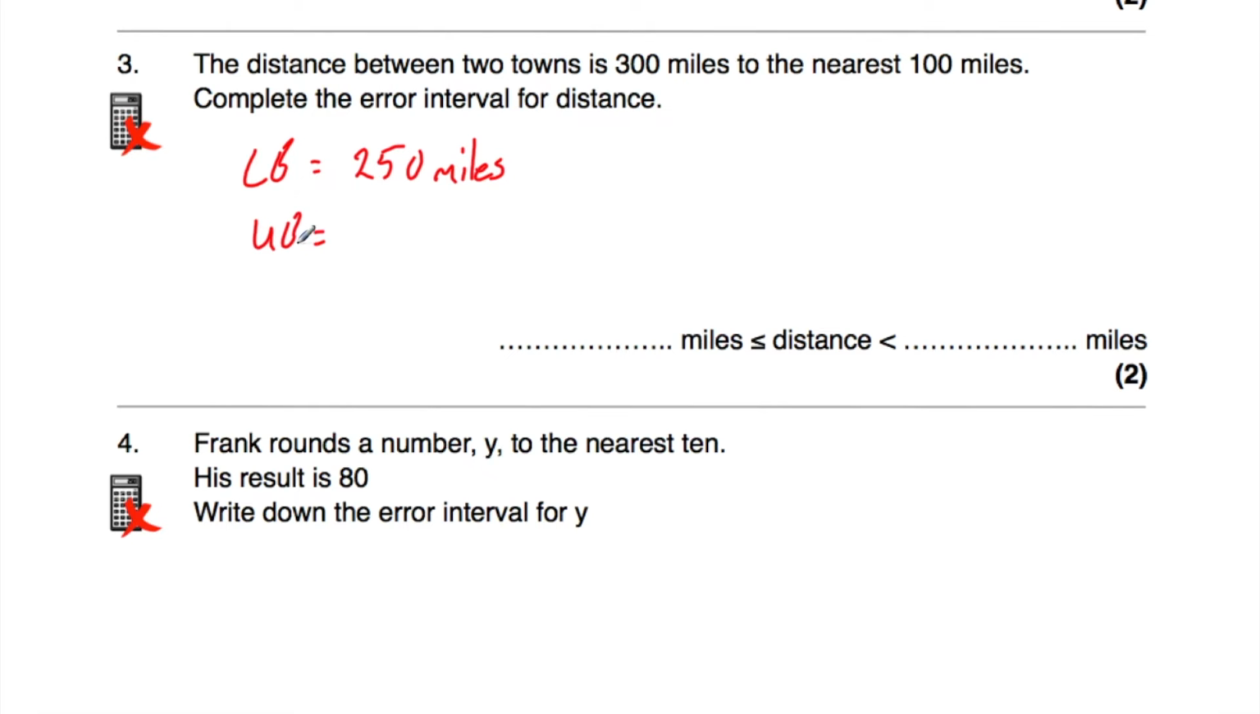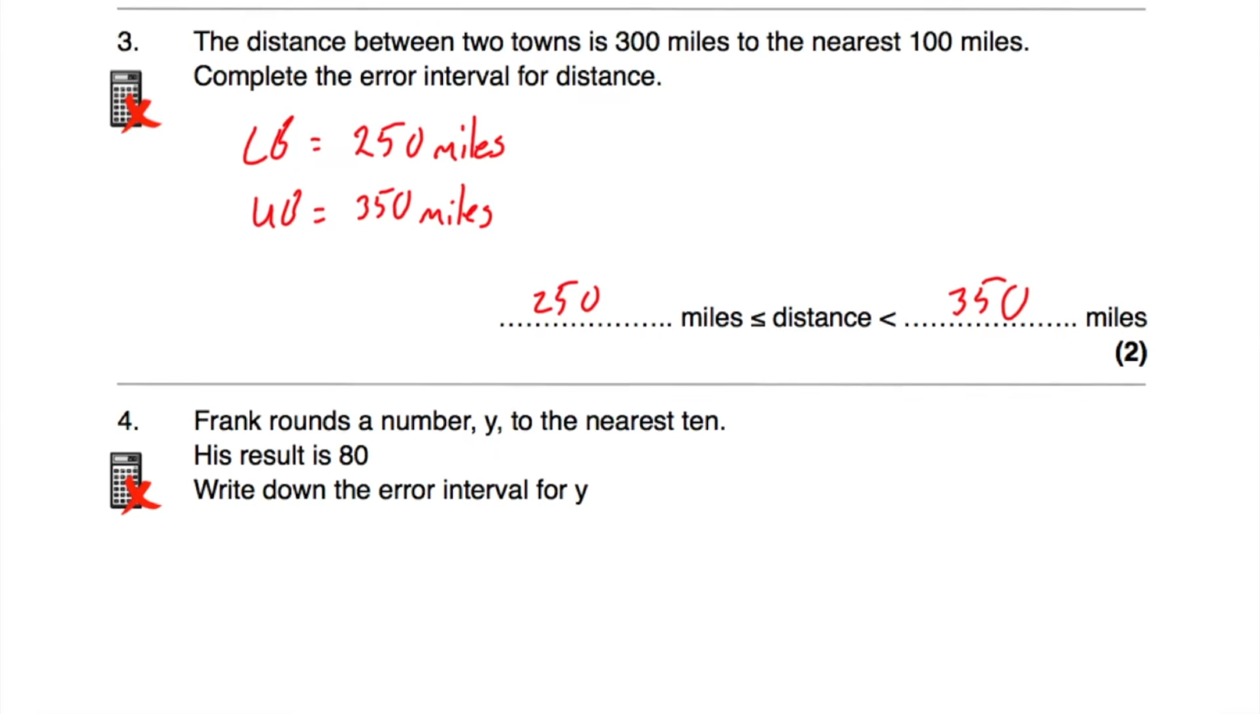In terms of our upper bound, let's consider the numbers above 300 that would round down to 300 to the nearest 100. That would be anything up to, but not including 350. So the upper boundary would be 350 miles. That means our error interval would be the distance between the towns is anything that is bigger than or equal to 250 miles, but less than 350 miles. And that's our error interval.